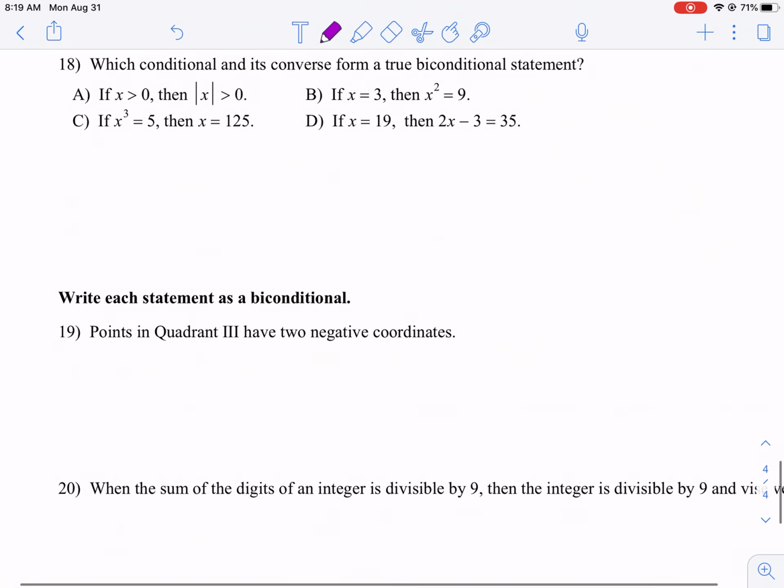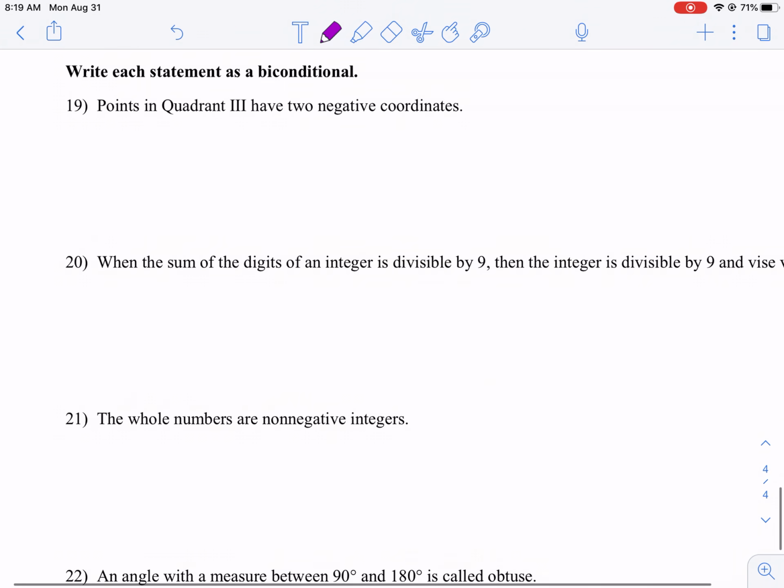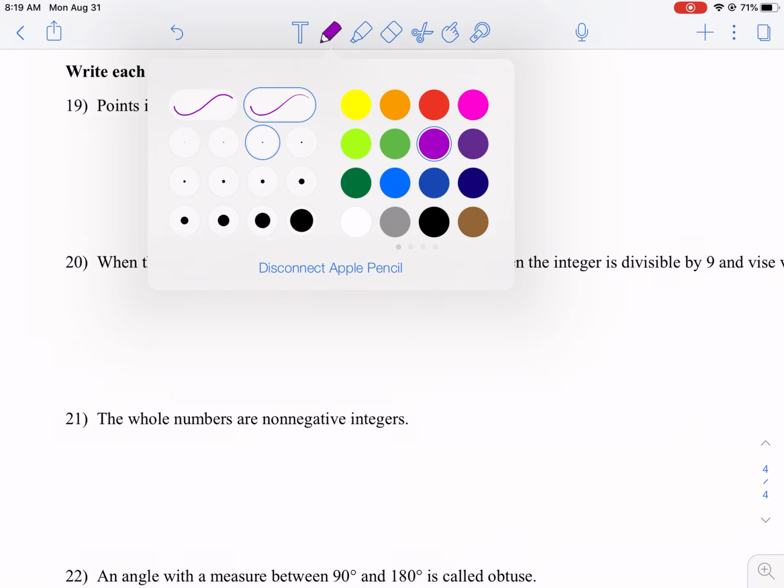Write each postulate as a conditional statement. We've already done stuff like that. Let's skip down to biconditionals. So biconditional, this is a little bit different scenario.